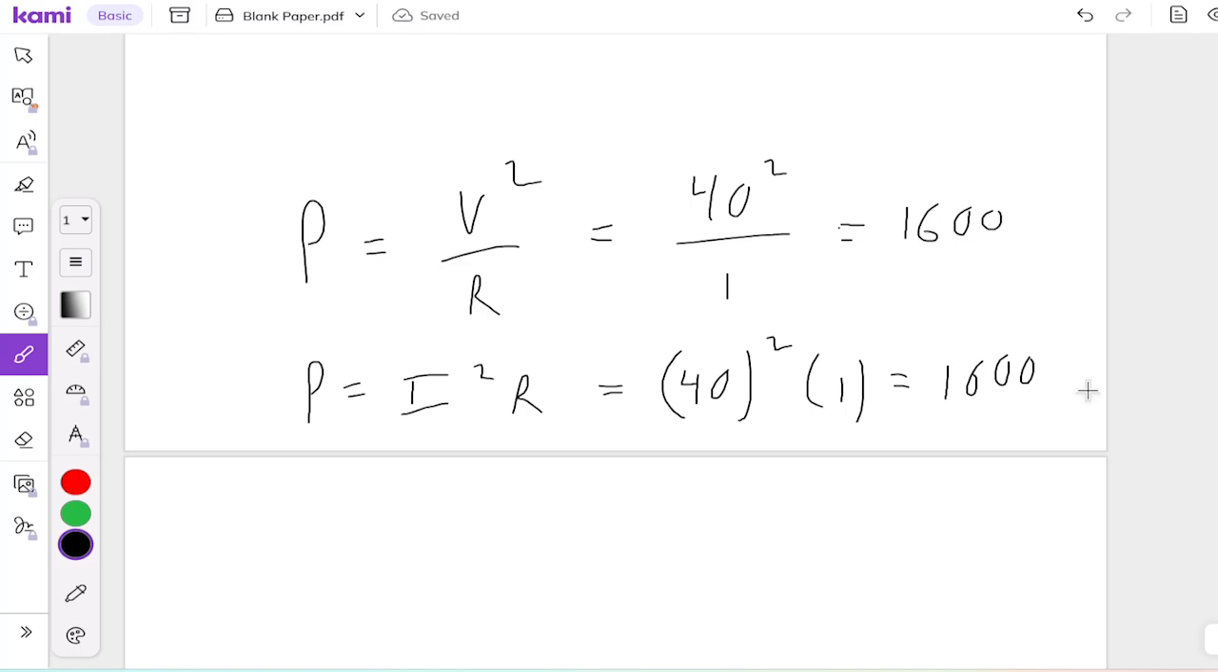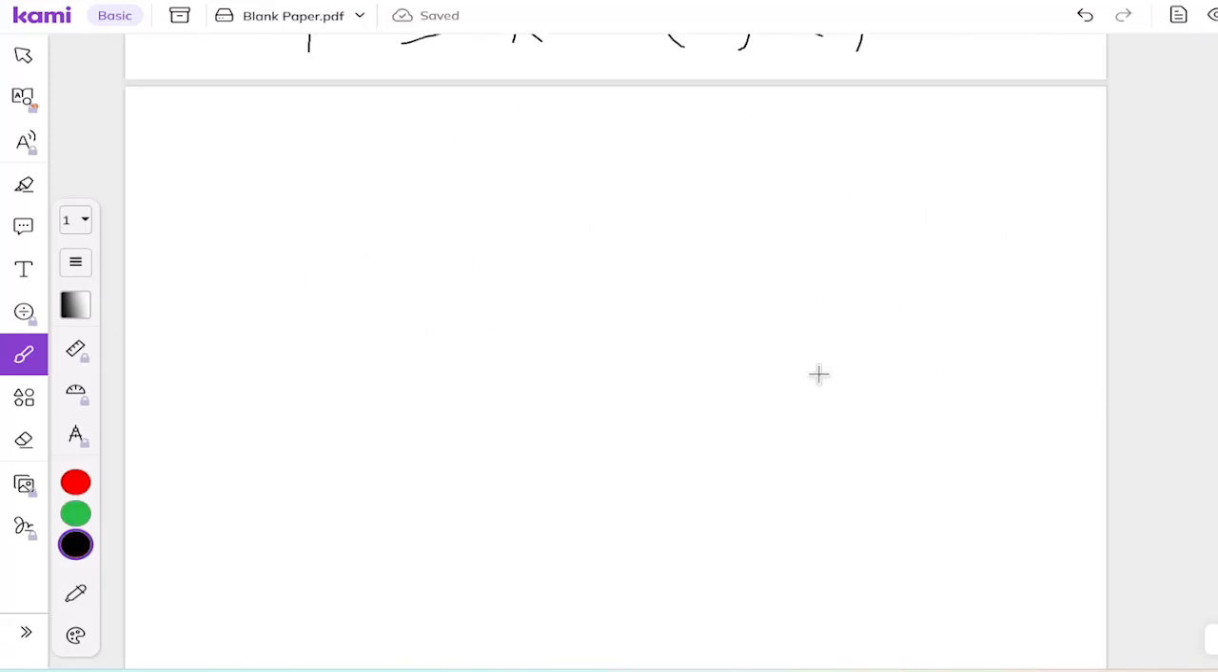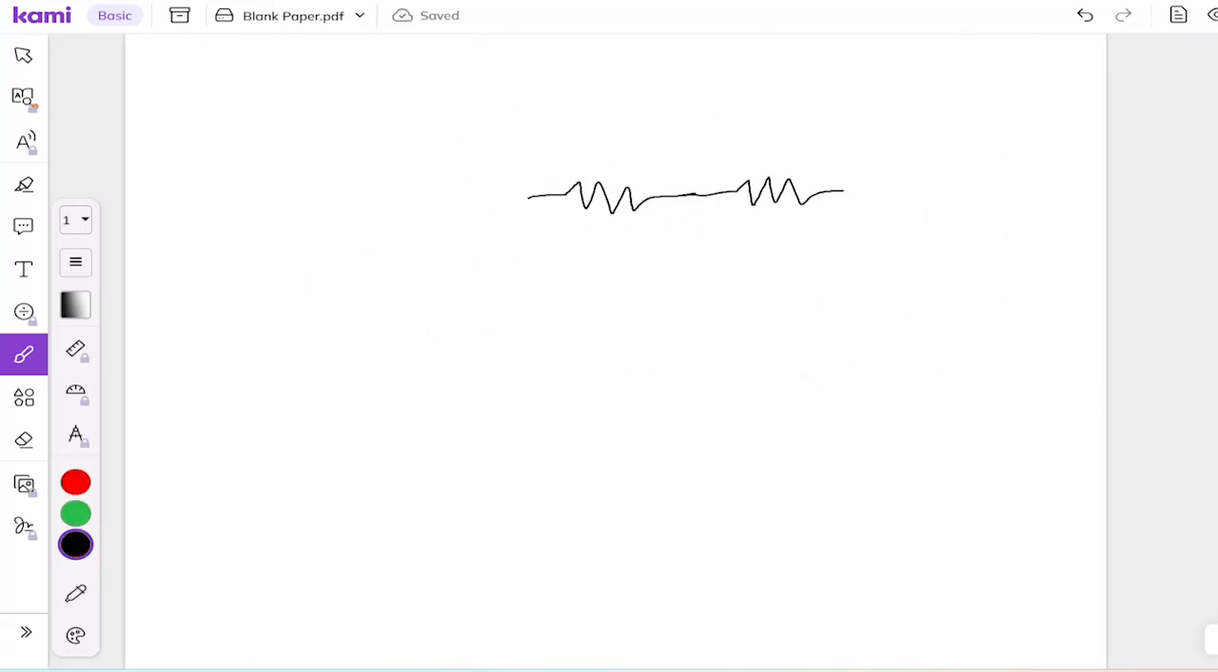Okay. Now, for this question, whenever you're removing or adding bulbs to the circuit, like I want to remove bulb D, I have to start over. Like I need to start over from the beginning. There's nothing else I can do. I'm sorry that you don't like it. This is what I have to do. But I have good news at least.